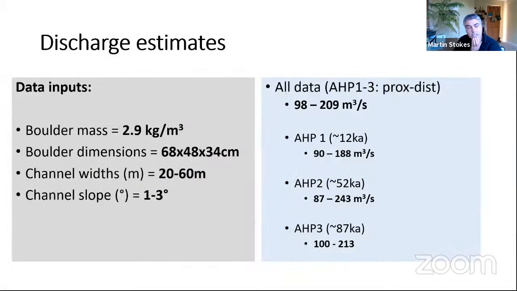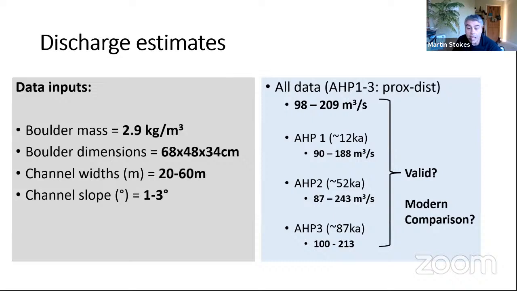So in terms of the discharge estimates, these are the data that we've used as inputs, and we played around with them a little bit. On the right-hand side are the actual results: the floods that built these African Humid Period avulsion lobes range from about 100 to 200 QMEX. I've shown the respective AHP 1 through to 3 subdivisions down here as well, but there's really not a lot of difference between the two.